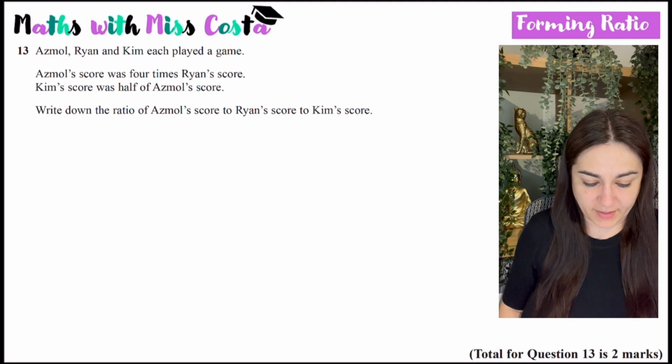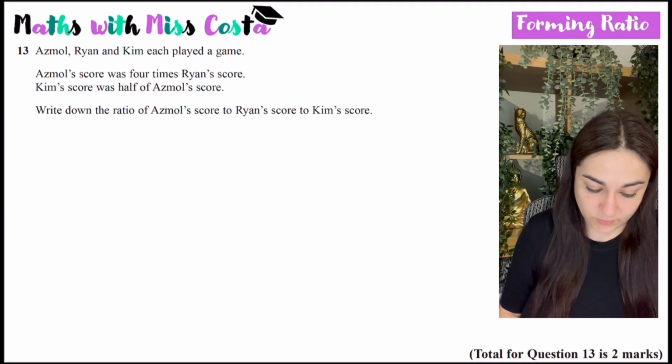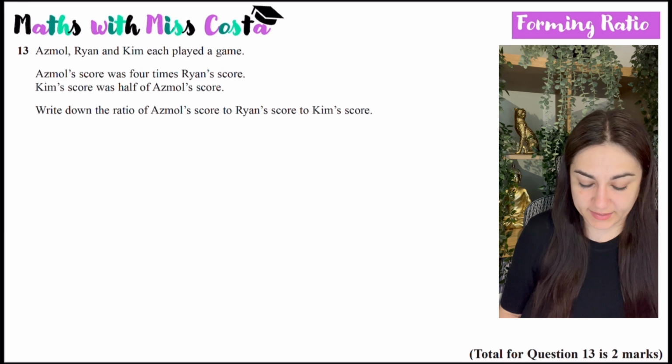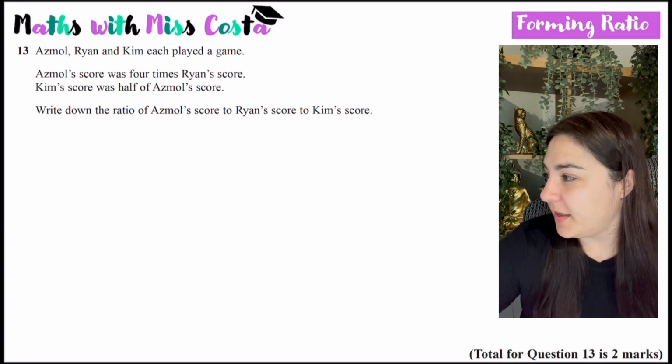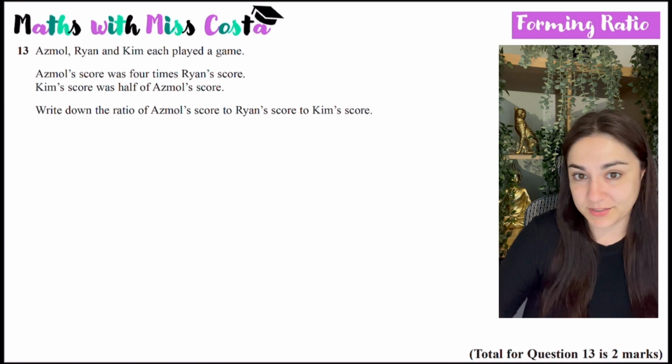Okay, next I'm told that Asmal, Ryan and Kim each played a game. Asmal's score was 4 times Ryan's score. Kim's score was half of Asmal's score. Write down the ratio of Asmal's score to Ryan's score to Kim's score. So there's quite a few ways of doing this. I think the easiest way is to just use algebra.